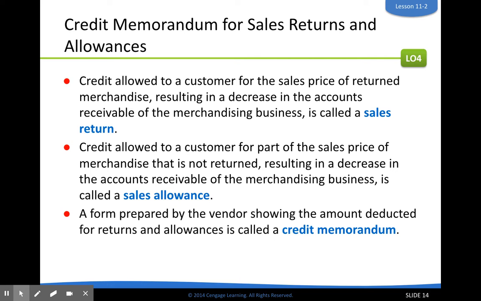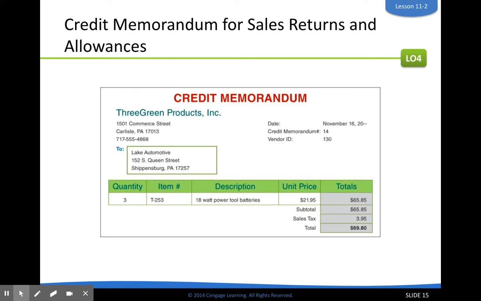When this happens, a credit memorandum will be completed. This is a form that would be filled out to show what was returned and how much the value is of that item. Here's an example of a credit memorandum. You can see that they returned 3 batteries, the price of those batteries, and then it also shows the sales tax. So it's important to know our total amounts and also the company that we need to decrease how much they owe us by crediting their account.